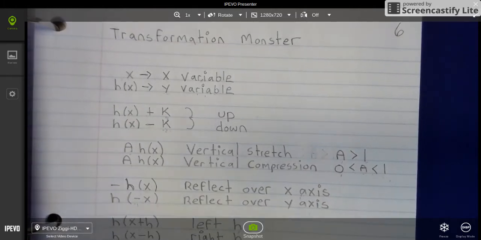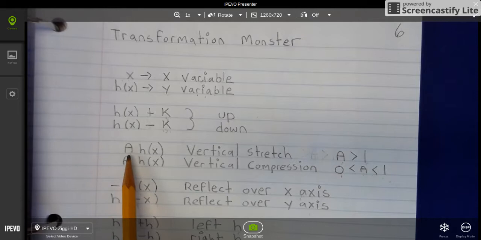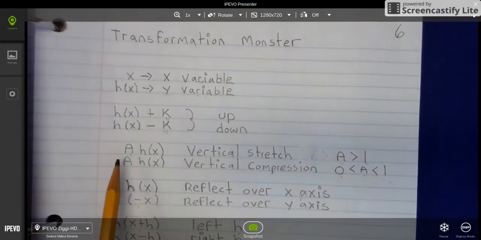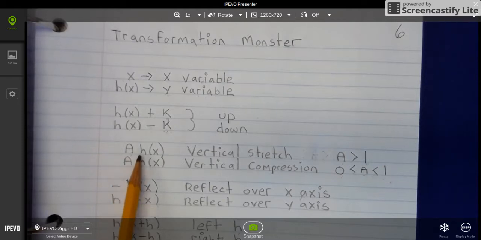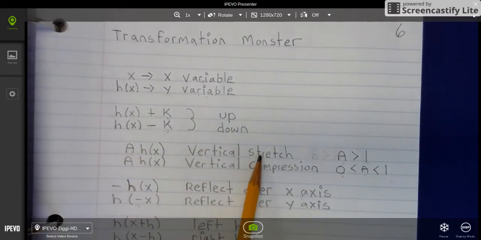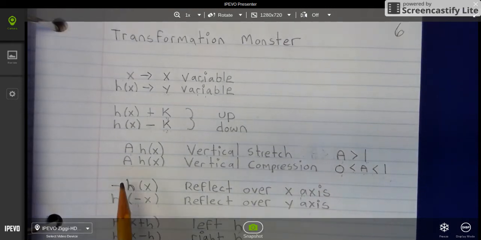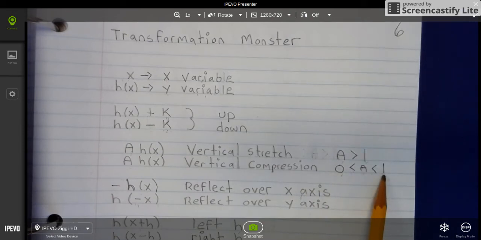The next is when we have a number, and let's just call it number A. And I'm using a capital A, not lowercase, because my lowercases look like nines, and you'd say that's a 9 in the video. So capital A times H of X is a vertical stretch when A is greater than 1. Now, when you multiply A times H of X, it's a vertical compression when A is greater than 0 but less than 1.